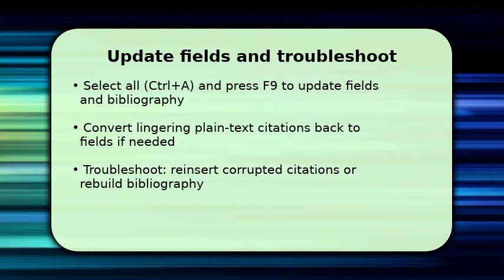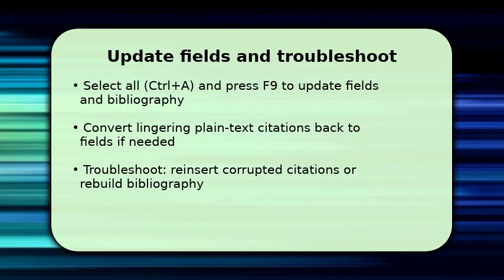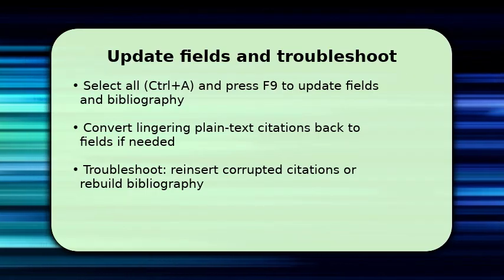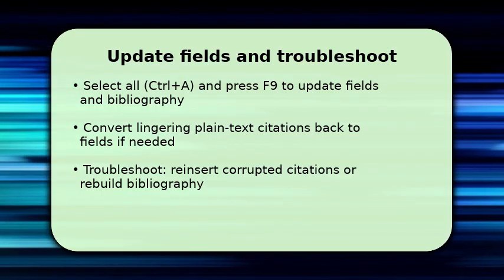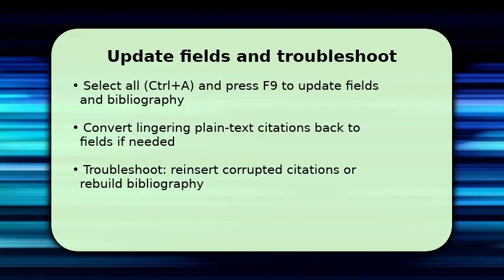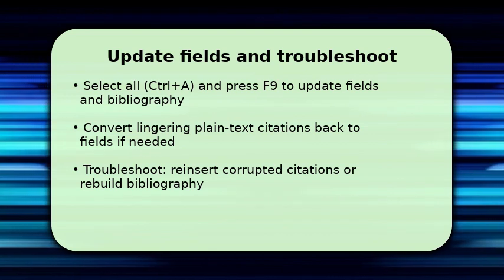Finally, select the whole document and press F9 to refresh every field and the bibliography so your changes propagate. If some citations remain as plain text, remove and reinsert them using Insert Citation to restore field linkage. Once done, update the bibliography separately and verify formatting. If problems persist, rebuild the bibliography by deleting it and inserting a new one, or recreate a corrupted citation in Manage Sources. One troubleshooting tip: if updates fail, close and reopen Word before repeating F9 to clear cached field errors.